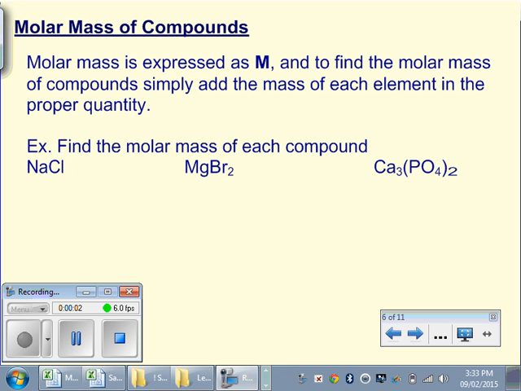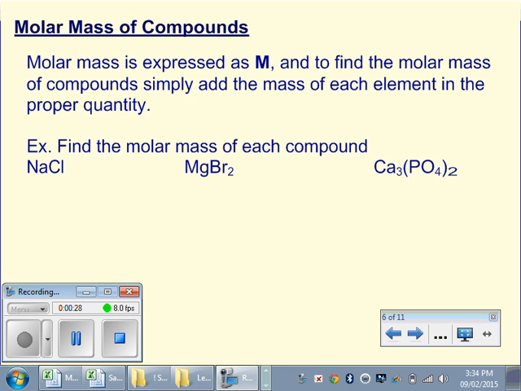In today's lesson, we're going to look at the molar mass of compounds. Molar mass is expressed as capital M. And to find the molar mass of a compound, simply add the masses of each element in the compound in its proper quantity. So, for example, I'm going to look at three compounds. The first one is NaCl, or sodium chloride. I'm going to try to find the molar mass of that.